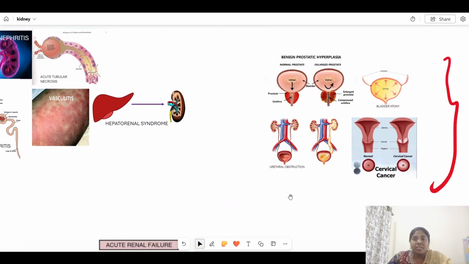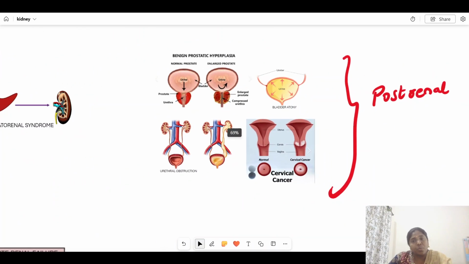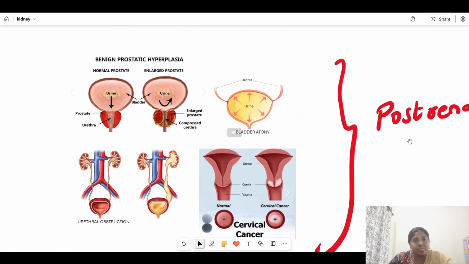Then postrenal causes. That is benign prostatic hyperplasia, an enlargement of the prostate gland. Especially in males, the enlarged prostate gland can obstruct the urethral opening. Due to that, the urine will collect and the patient will be unable to pass urine. Then urethral obstruction.